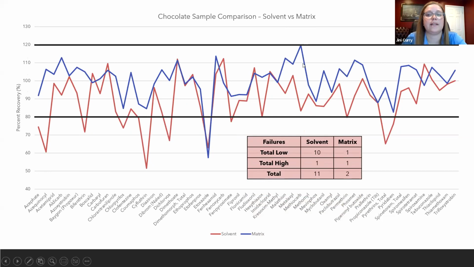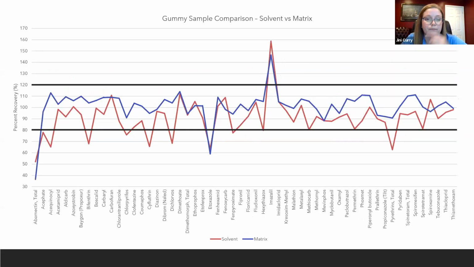So this is our chocolate sample. And in this chocolate sample, we're kind of looking at that same thing. Our solvent is going to be in red and our matrix is going to be in blue. So those total failures low in solvent were 10 versus the matrix we were seeing 1 failure low, and then the total failures high were 1 and 1 in both. So this really reduced those failures in the sample from 11 to 2.